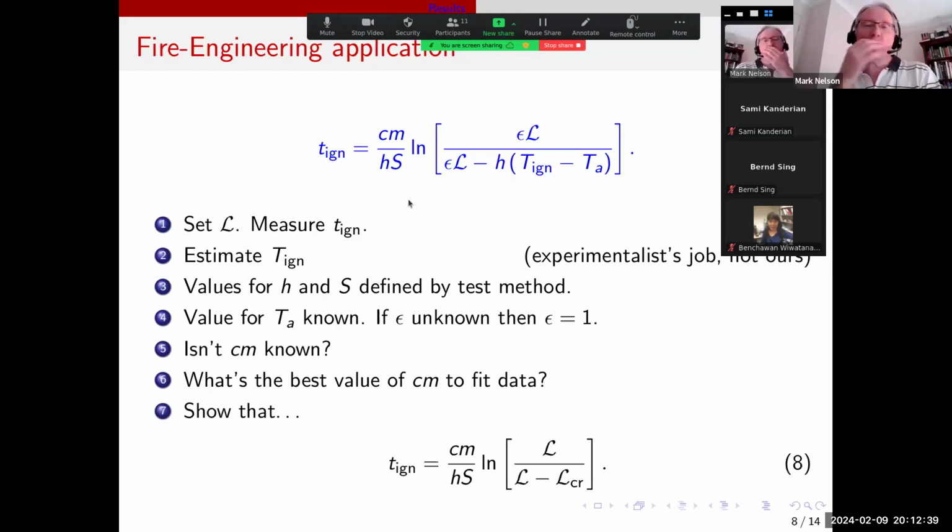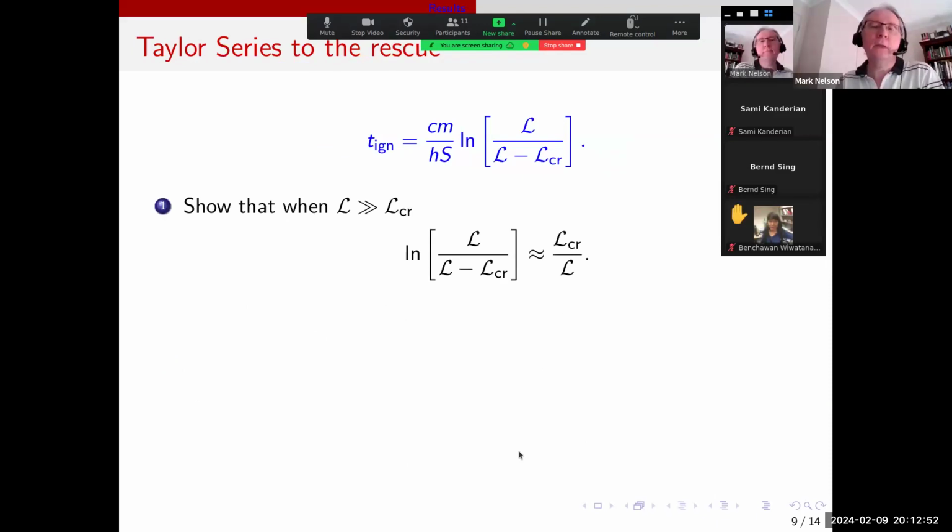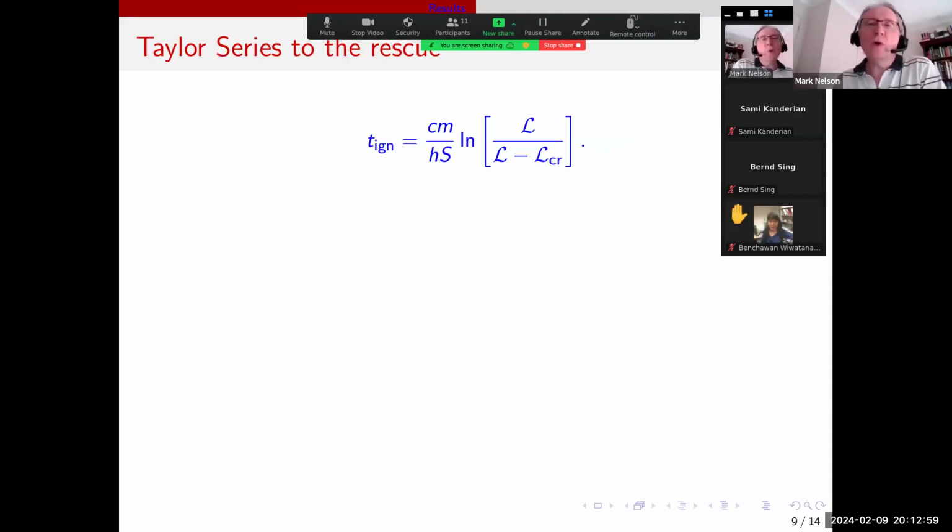And what I do now is I ask students to use the critical value for L. They found an expression for it, and to rewrite the ignition time in this way here. Now, if I just go back to this blue formula, I know the value for L critical, and I know the value for L, and I know the value for the time to ignition.